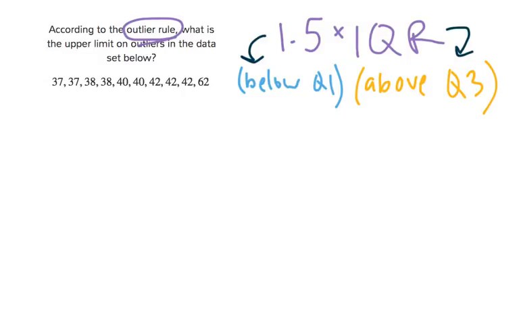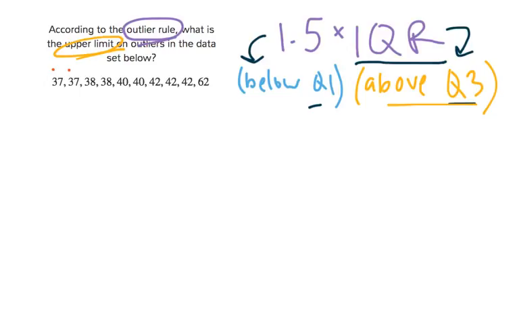So first things first, in order to figure out if we have outliers, we need to find the IQR and we need to find Q1 and Q3. Here we're looking at the upper limit, so we're looking at this piece above Q3. Okay, so let's start by finding the IQR. It looks like our data is already in order, so we can just go ahead and start by finding the median.